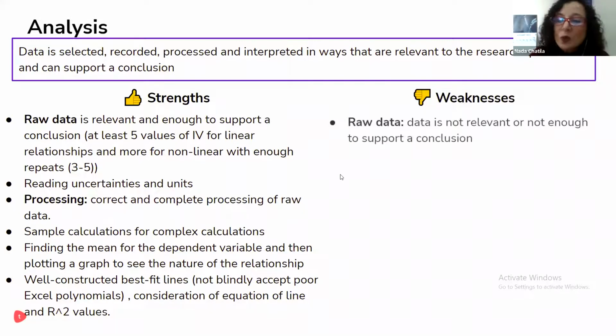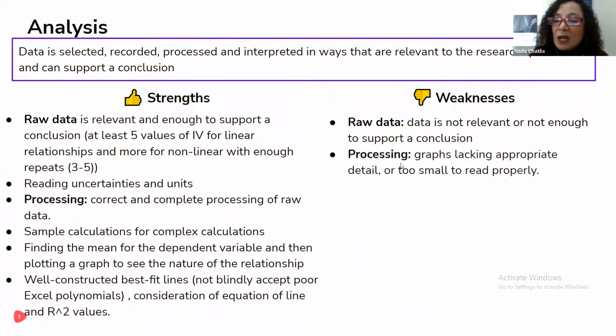So the weaknesses when it comes to the raw data: not being relevant to the research question, it does not really address the research question, or not enough to support a conclusion, or not enough even to, as I said, if there's an outlier, and then if it's only 5, then it becomes not enough.